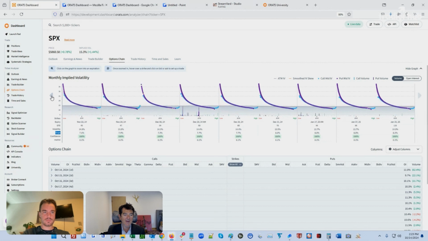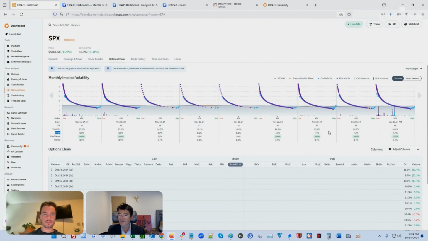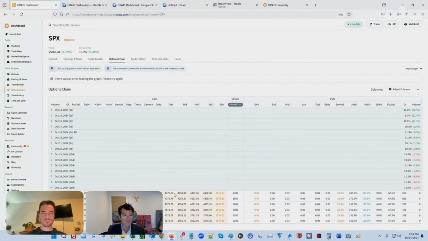So there's the first 8. Okay, so it goes from 6.9 to 7.1 to 7.4. So let's look at NOV. Let's look at this one right here, since that's a big jump, 0.3, and then it goes down. So let's look at NOV 29th.